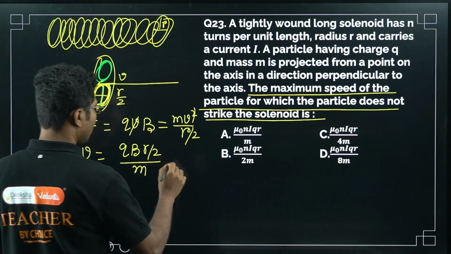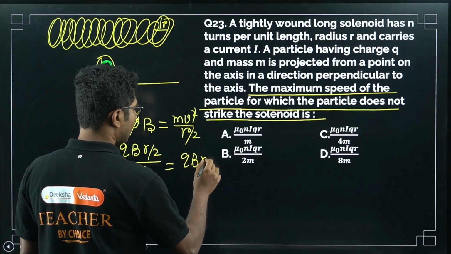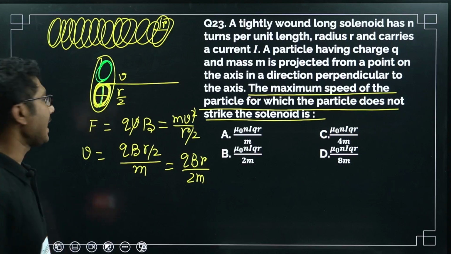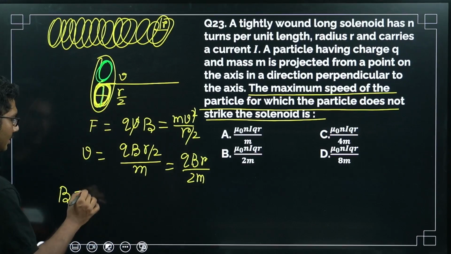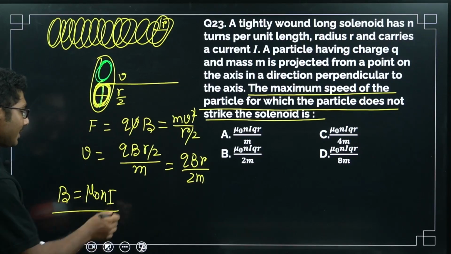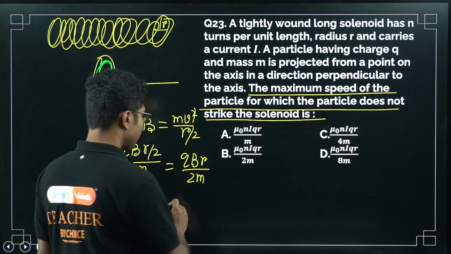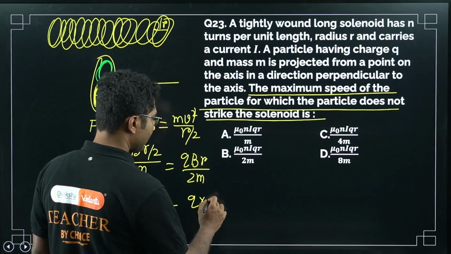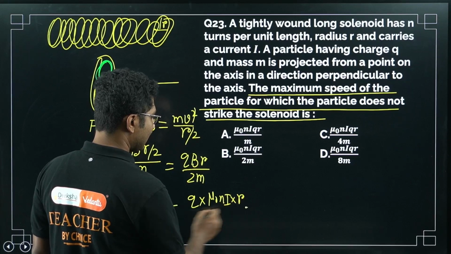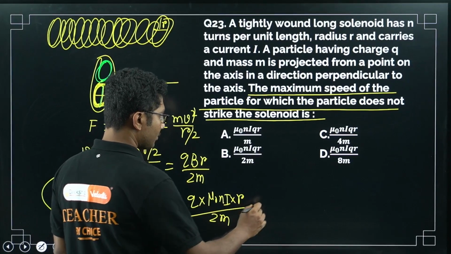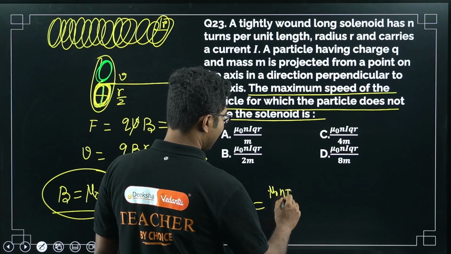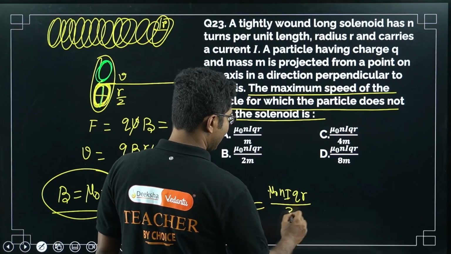Or qBr by 2m. Now what is the value of B for a solenoid? That you have to remember. For a solenoid it is mu naught n I. That is the magnetic field for a solenoid. This is a very important formula, very simple to remember. So from here you can write q times mu naught n I, times r, divided by 2m. So you can rewrite this as mu naught n I q r divided by 2m.